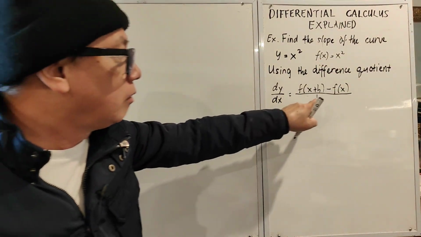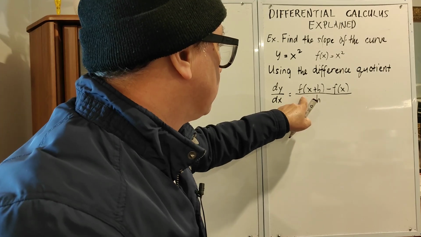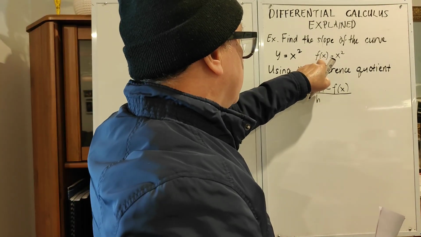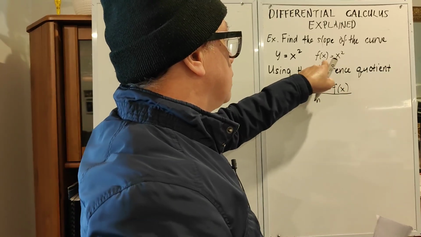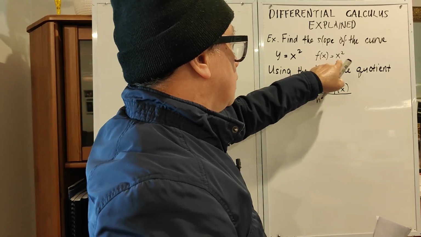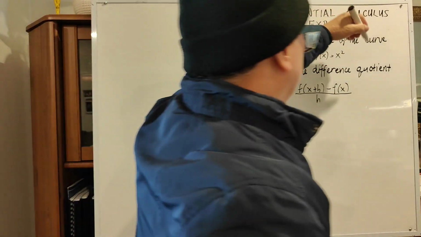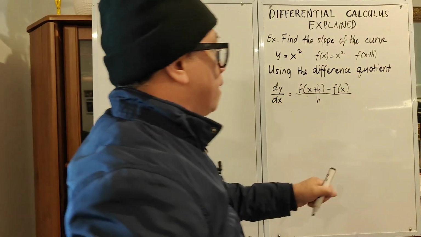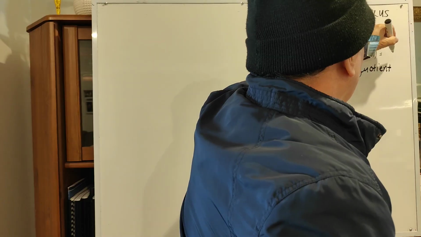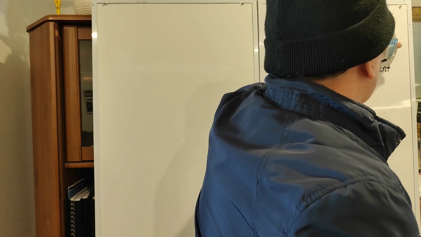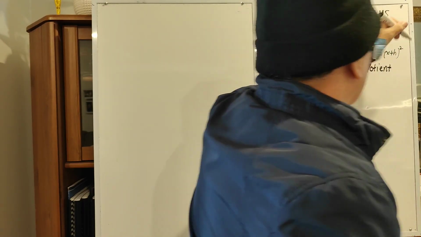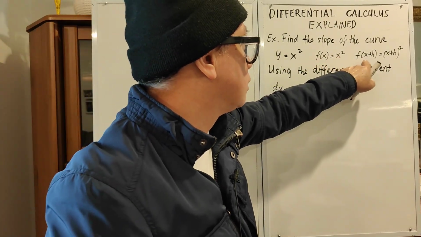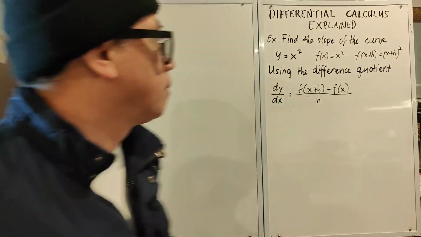Now in our formula, we have the function of x and the function of x plus h. This is the function of x. The function of x is x squared, which means the x is squared. Now the function of x plus h also has to be squared: x plus h squared. So we now have the function of x, which is this one, and the function of x plus h, which is this one.